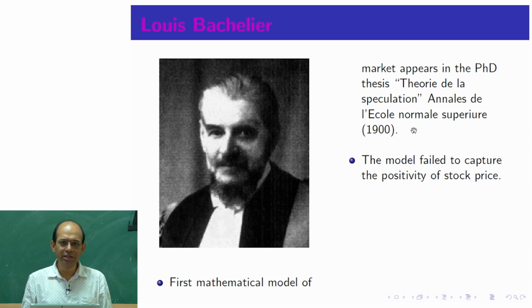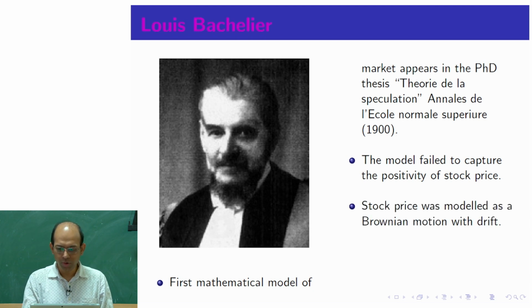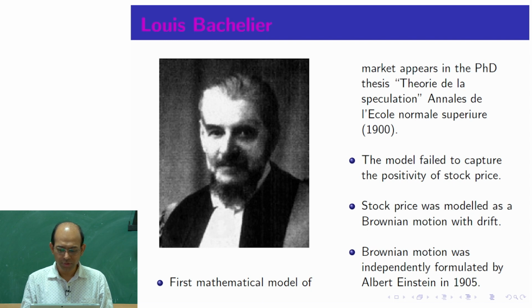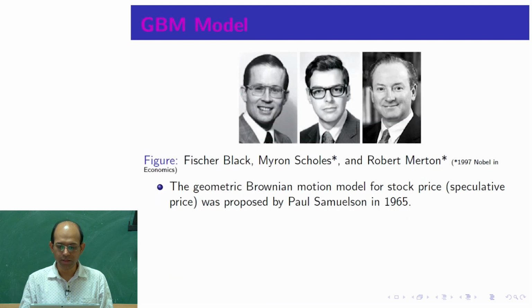However, that was the beginning of the effort of using stochastic processes, or tools from probability theory, for modeling stock price. He modeled the stock price using Brownian motion with drift. Brownian motion was independently formulated by Albert Einstein in 1905, and then there was a long gap. The geometric Brownian motion, which we have just seen in greater detail, the SDE, the definition, and how to derive the solution of the equation.